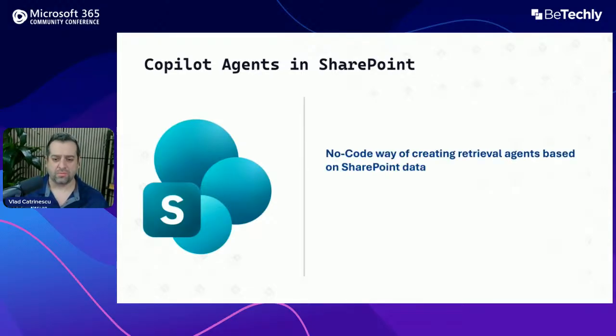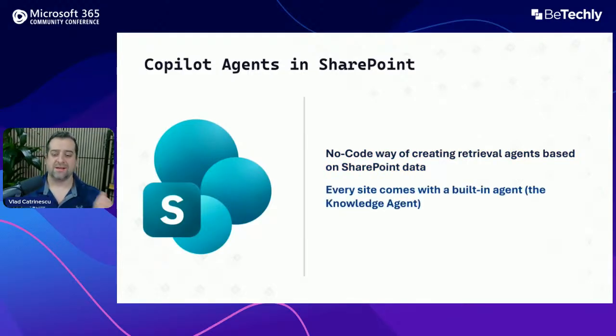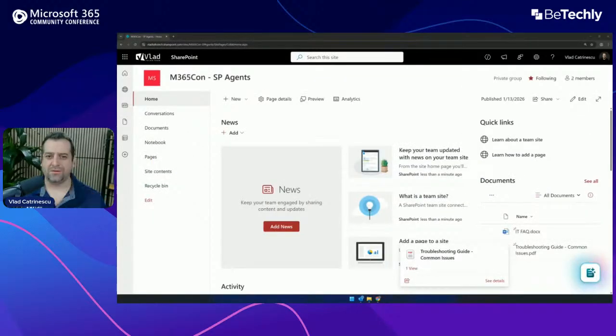Copilot agents in SharePoint are a no-code way of creating retrieval agents based on SharePoint data. Now, every site comes with a built-in agent already, the knowledge agent, which is in a way already specialized only on that site. However, we can build our own and take it to the next level. And I promised you 5 slides, and I want to hold my promise.